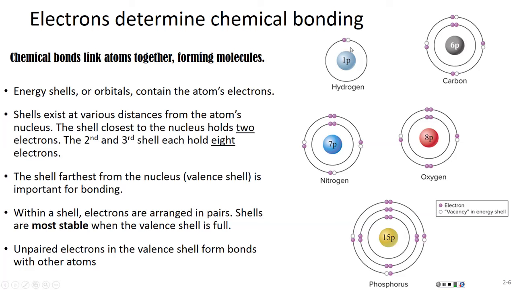So hydrogen here has only 1 valence shell, okay, because it only has 1 proton, so it's only got 1 little shell. Carbon, nitrogen, and oxygen all have 2 shells, so the valence shell is the second shell, whereas phosphorus needs 3 shells, so its valence shell is shell number 3. We call the electrons in this valence shell the valence electrons.